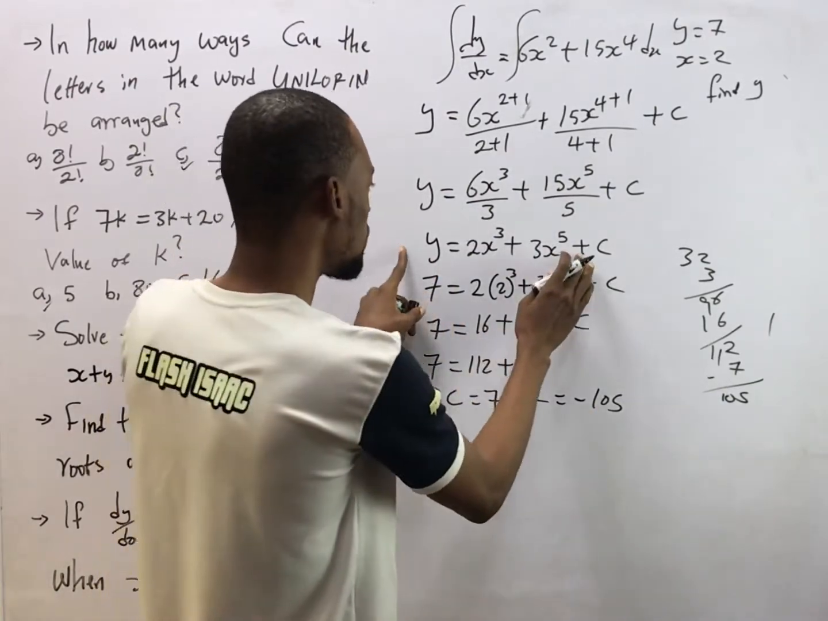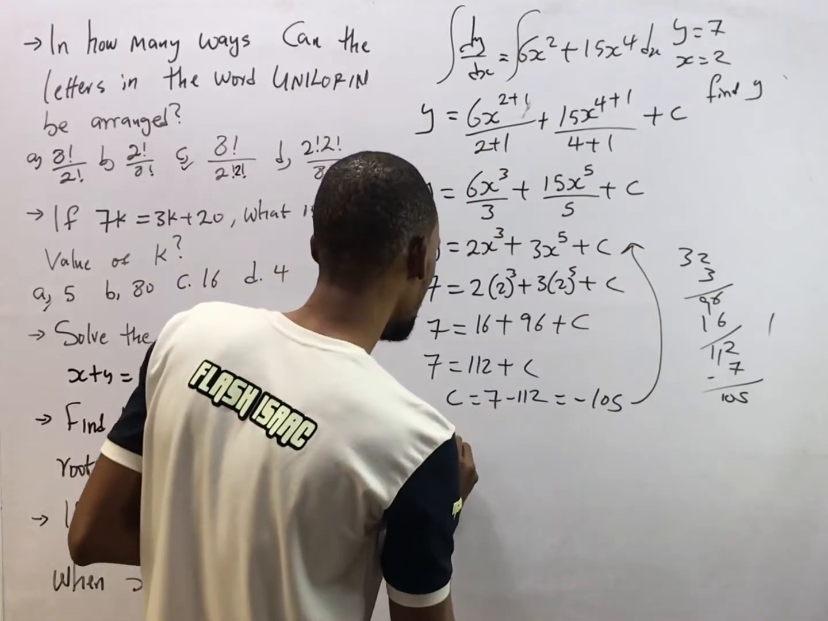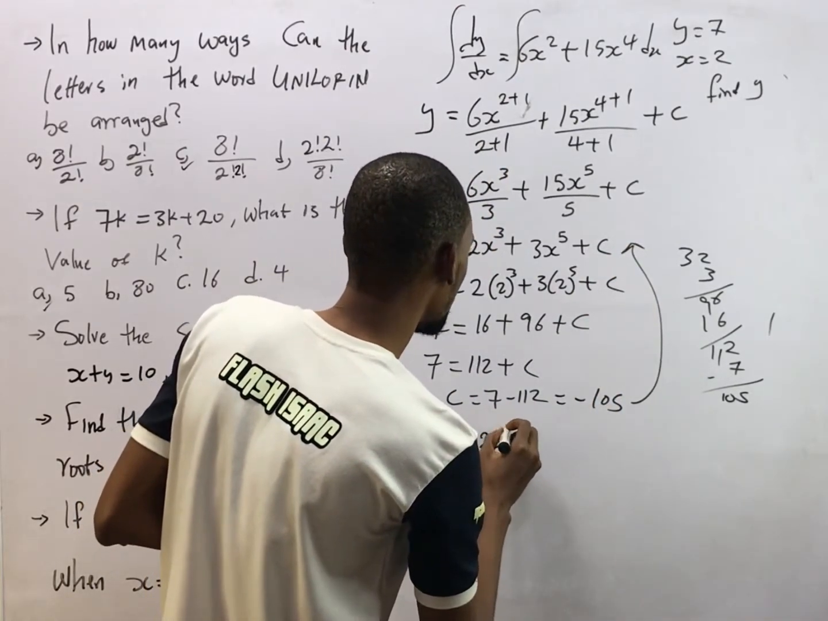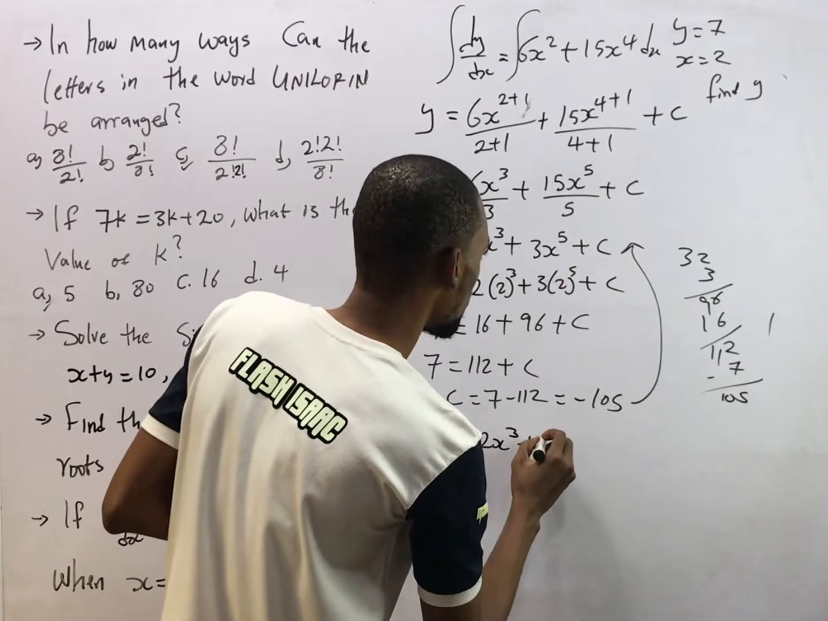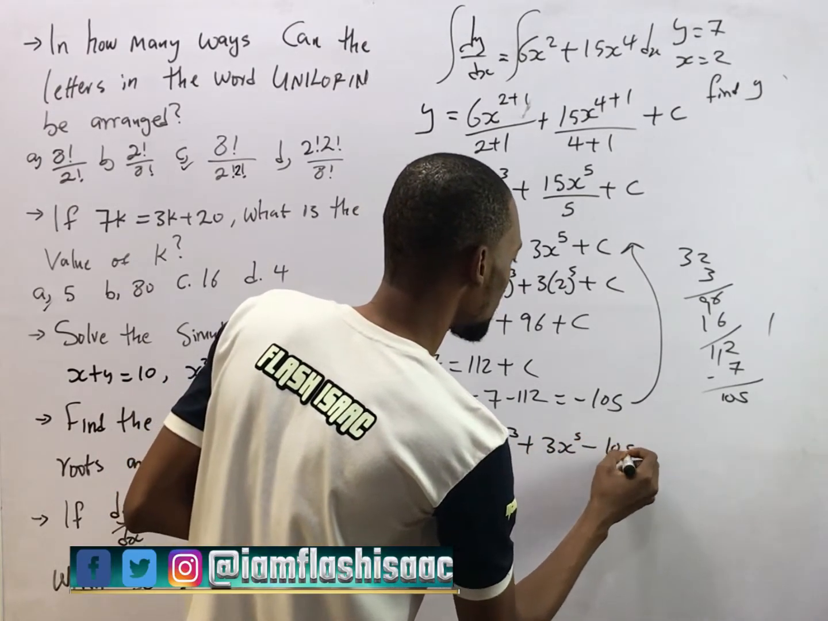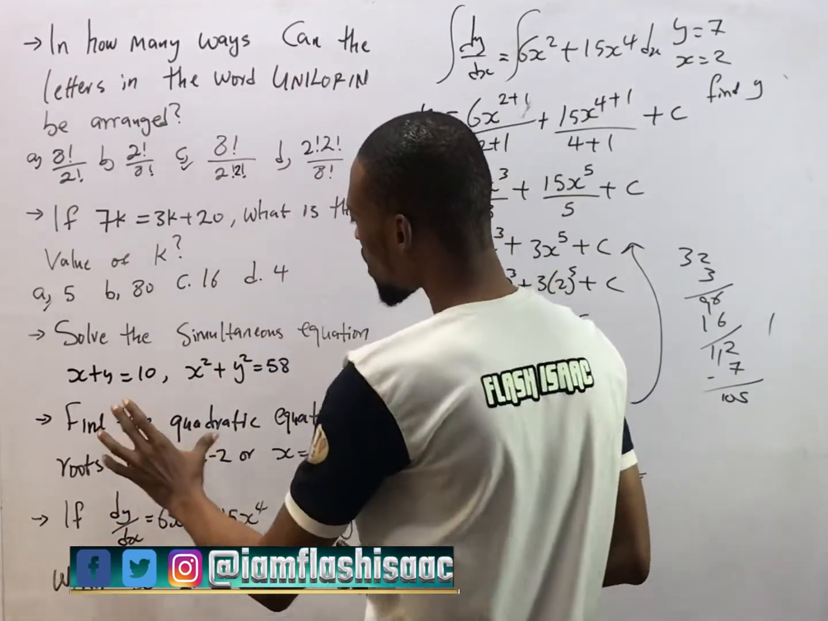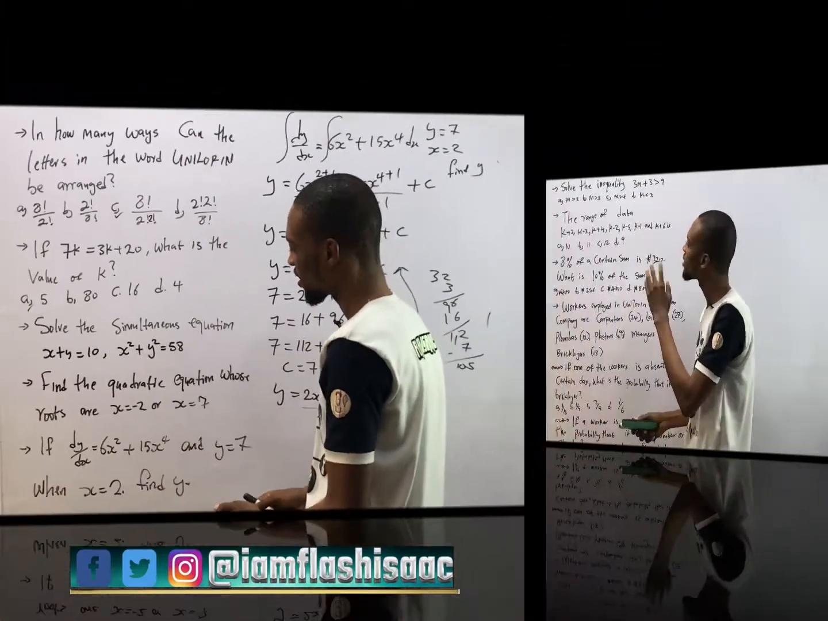Now we rewrite this equation and put this value of C. y becomes 2s raised to the power 3 plus 3s raised to the power 5 minus 105. So this is the value of y. So we've solved this question.